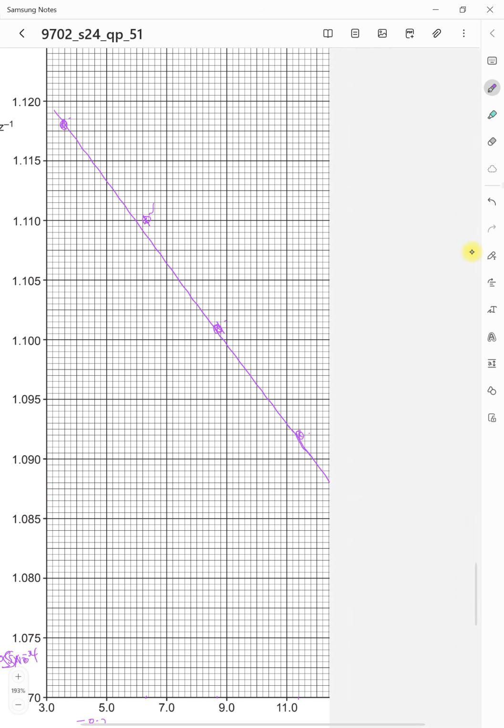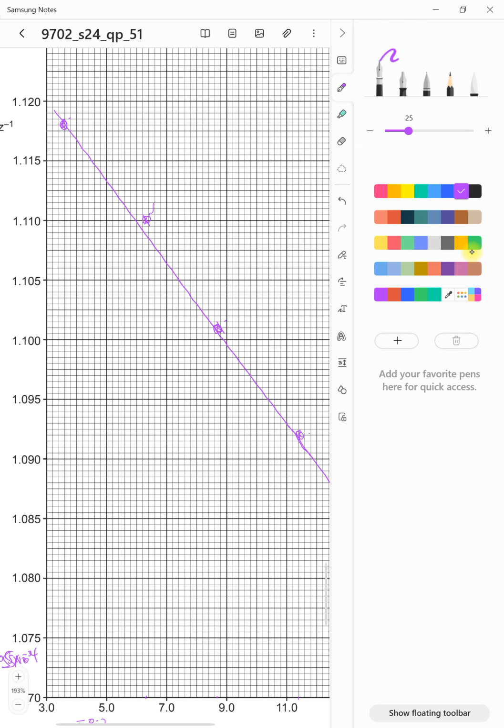I'll draw the error bars. I'll increase the thickness slightly, and I may change the color just to make them visible. For learning purposes, you don't need to change the color in the exam. So in the exam, you may use... okay, let me use green for the error bars.